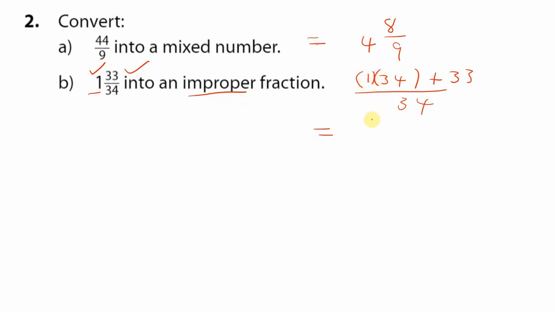So 1 times 34 is 34. We still have to add 33. It's all over 34. So 34 and 33 is 67 over 34. Now the top is bigger than the bottom, or the numerator than the denominator. So it is in fact an improper fraction.